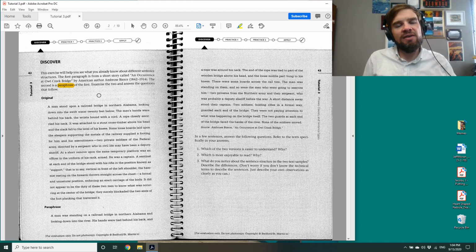Now, I'm sure at this level everybody already knows, but of course paraphrase means same meaning, different words, right? So if you're trying to paraphrase something that you read or that you saw, you're going to take those same ideas, put them in your own words, but keep the meaning the same. So that's what we're looking at here.